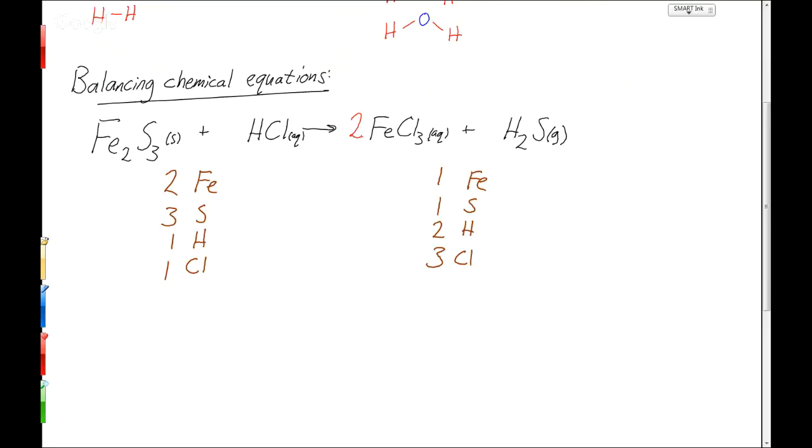So the next step should always be that you readjust your quantities underneath now that you've changed something. Because now we have 2 Fe's instead of just 1. But we've also changed the chlorine. Instead of 3 now, we have 6, because we have 2 of that entire unit. So we now have 6 chlorine instead of just 3.